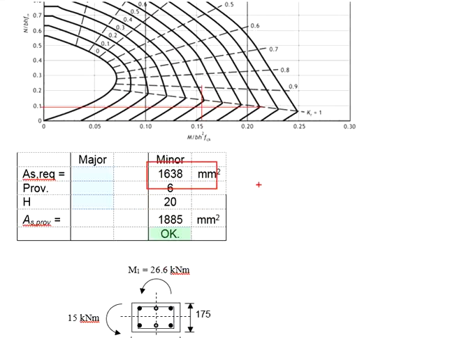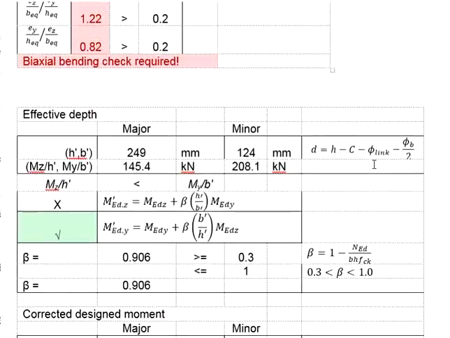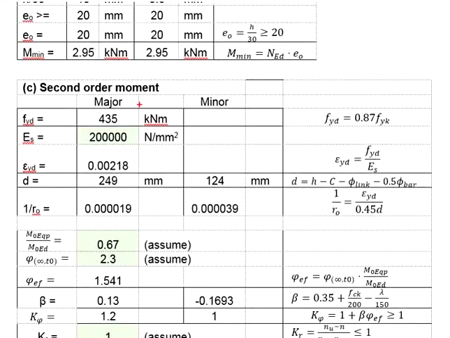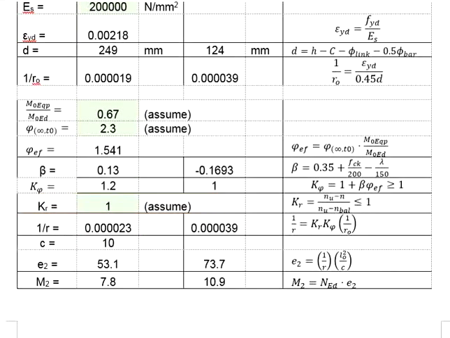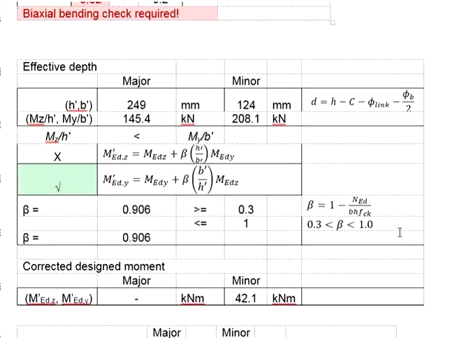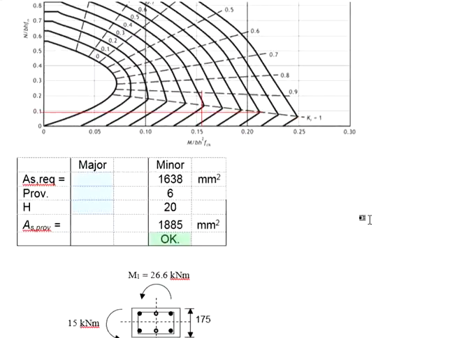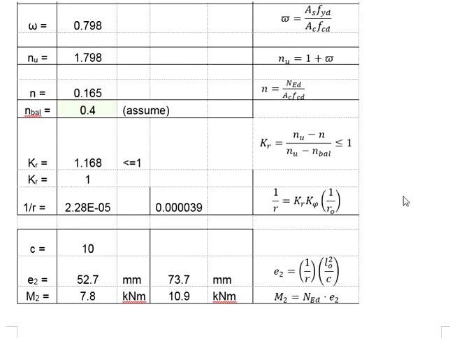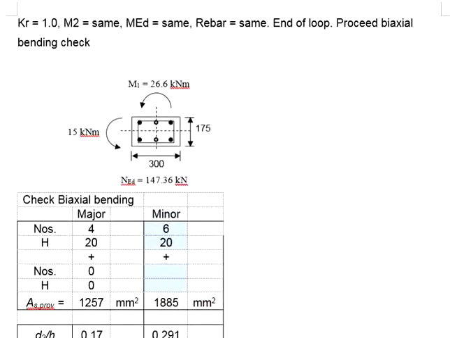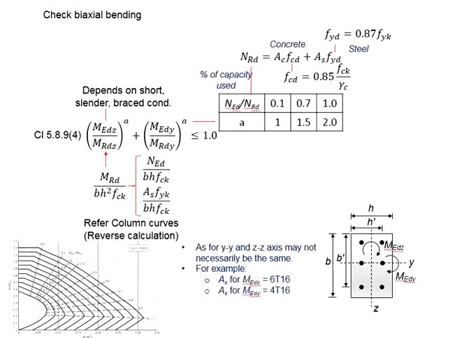Based on the AS required, since we are dealing with the slender column, the calculations of the second order moment was initiated with the assumptions of Kr equals to 1.0. And then through the calculation steps, we have confirmed that the assumed Kr is valid, and therefore the proposed reinforcement of 6H20 was adequate.